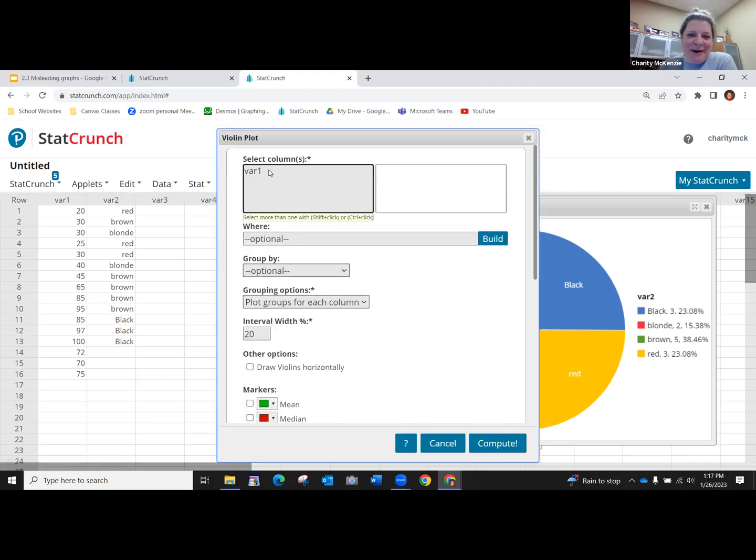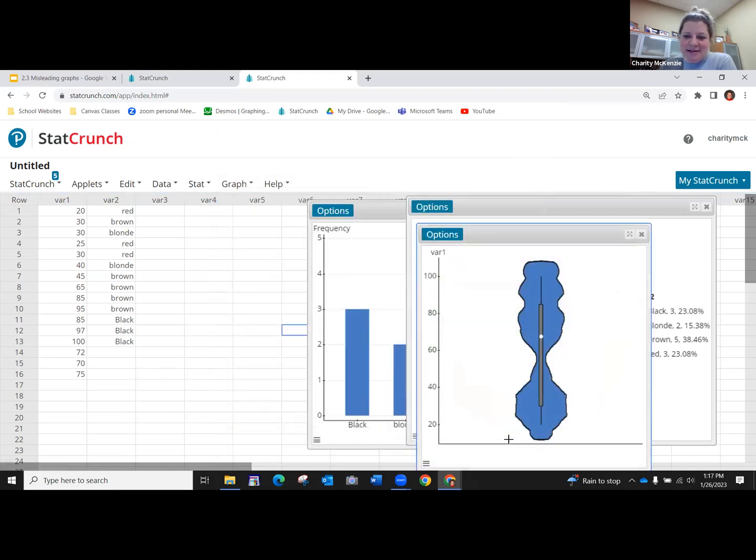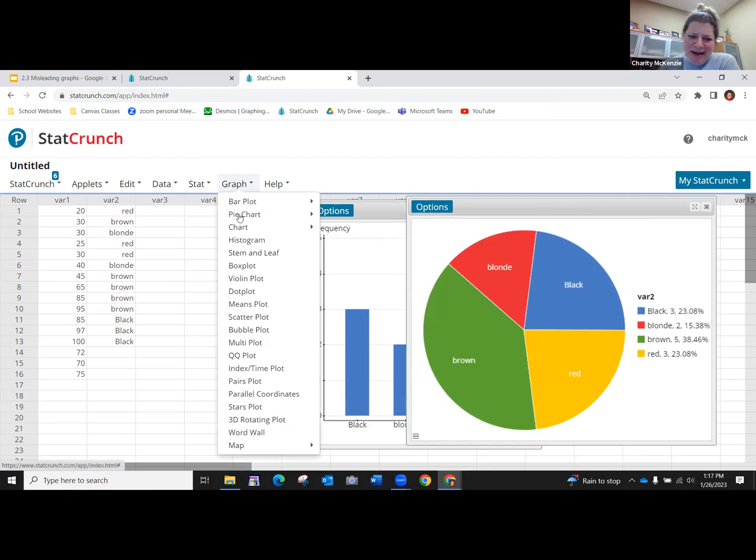Violin plot, I don't even know. What is a violin plot? Let's look. Sorry, I shouldn't laugh. I have absolutely no idea what this is for. I don't know. There you go. Have you ever asked for a violin plot?